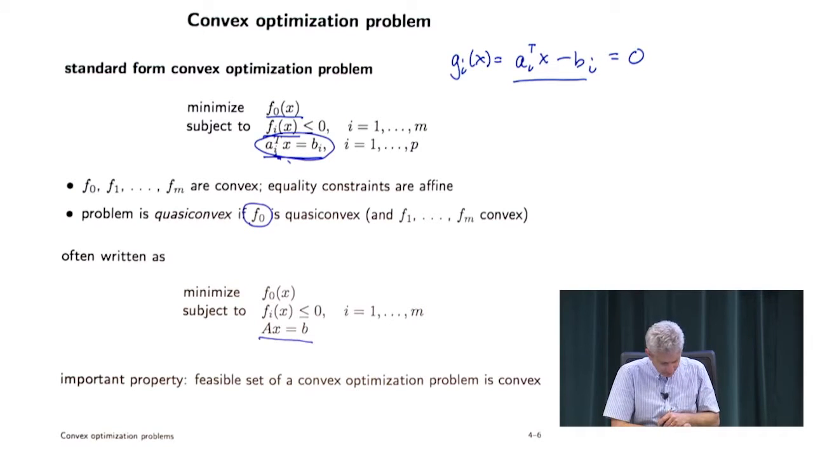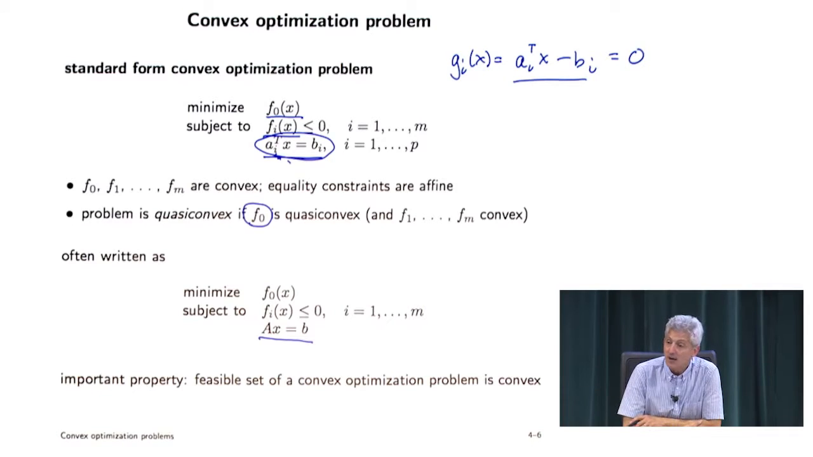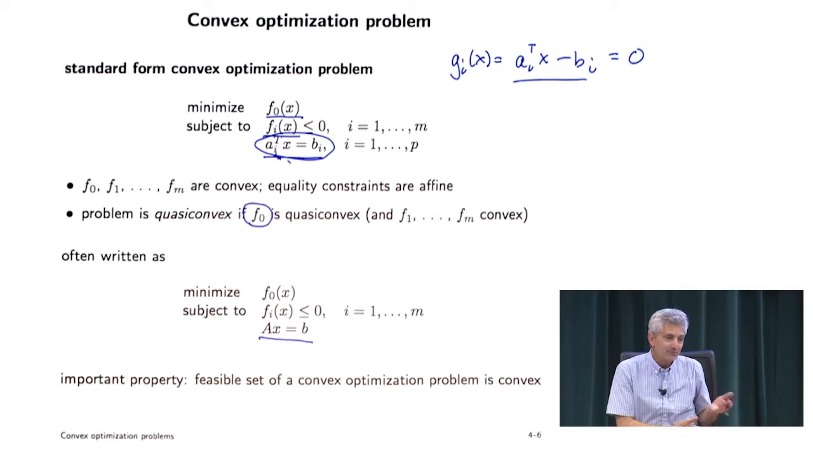It doesn't matter. Now, one very important property here is that the feasible set of a convex optimization problem is convex. So, in fact, is the optimal set. And that's very easy to see. The feasible set is simply the set of x that satisfy Ax equals b, and fi(x) is less than or equal to 0. And that's going to be a convex set.